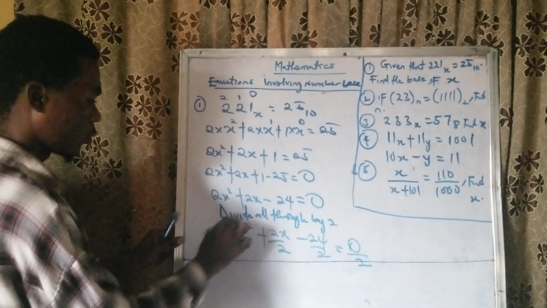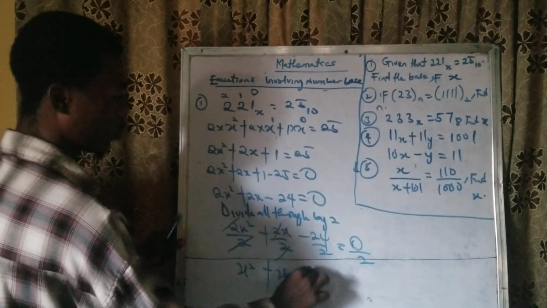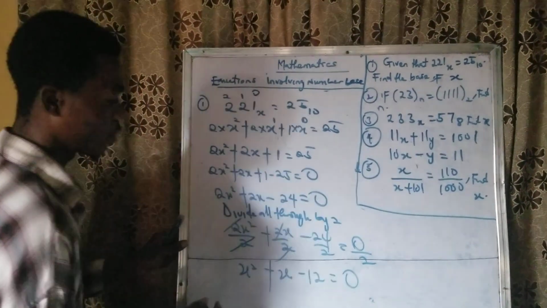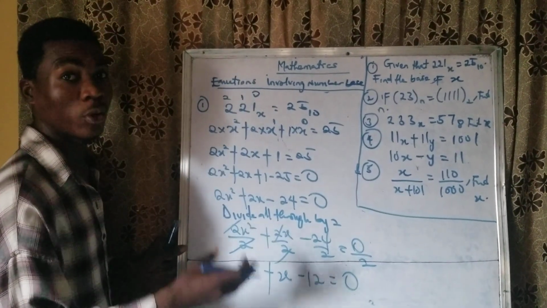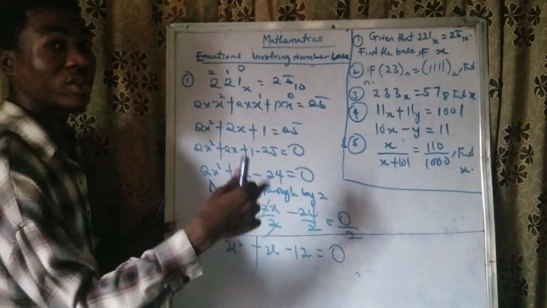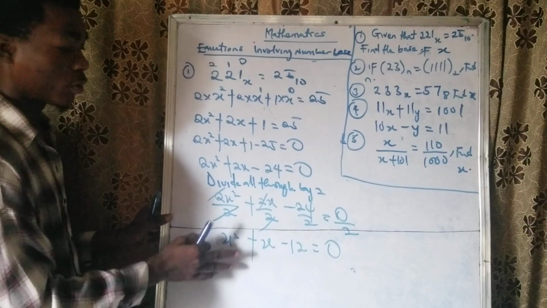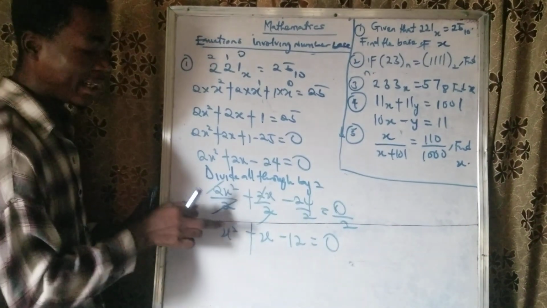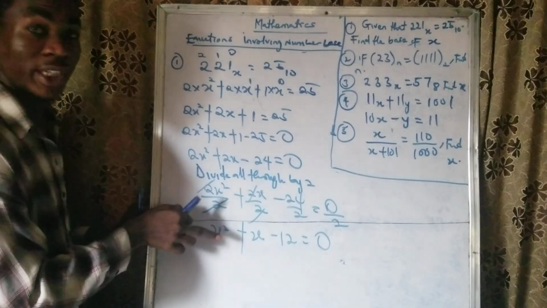We'll be having 2 cancel 2, x squared plus 2 cancel 2, x minus 12 equals 0. Whenever it is equal to 0, it is called a quadratic equation. But whenever it is not equal to 0, it is called a quadratic expression. In this particular part, we are having a quadratic equation. And please listen attentively to this part very well, because I'll be teaching a shortcut.